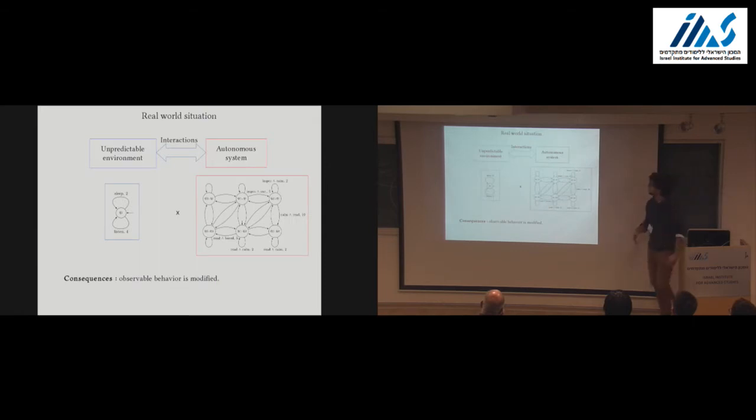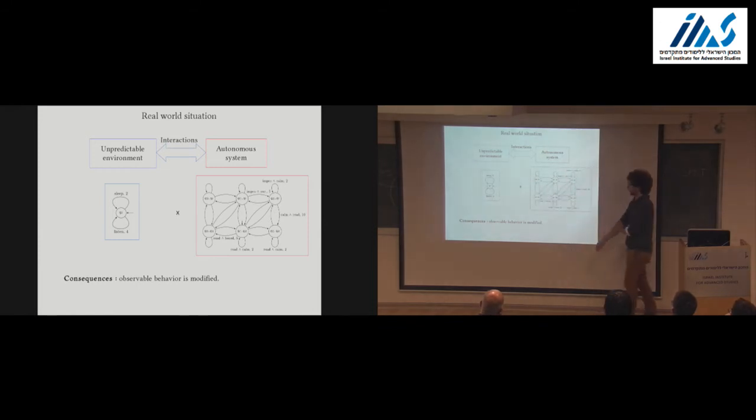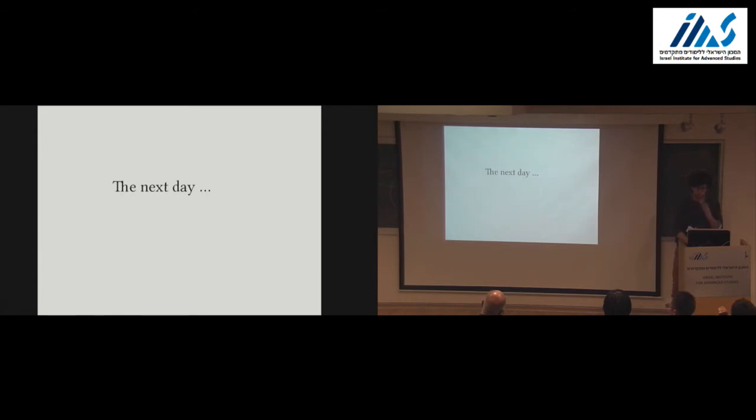But then, when it comes to the real-world situation, my autonomous system is in interaction with unpredictable environments. And while we can think about a simple model of these environments, which has, I'm sorry for this simple system, two transitions, it can either sleep or listen. And because it's the end of the day, he prefers to sleep and listen. And the consequence of the environment is that it will impact my transition system in a certain way that I cannot predict. And the observable behavior is modified.